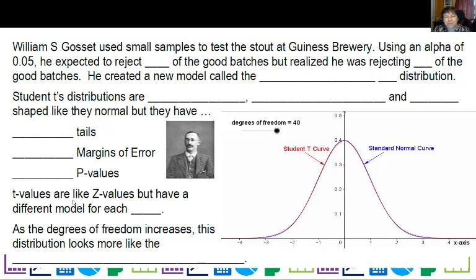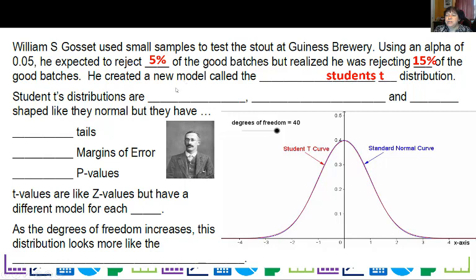Some of you have probably heard of Guinness beer, good Irish beer if I recall. And he would use small samples to test the stout, which is a very heavy, filling drink. And he didn't want to drink a whole bunch. And I'm sure if the stout was ever bad, he really didn't want to drink it. And he wanted an alpha of 0.05. In other words, he expected to reject 5% of the good batch. He's like, I can live with 5% of good beer being rejected. But he found out he was actually rejecting 15% of good batches, and that's too much. So he created a new model based on his analysis called the student's t distribution.